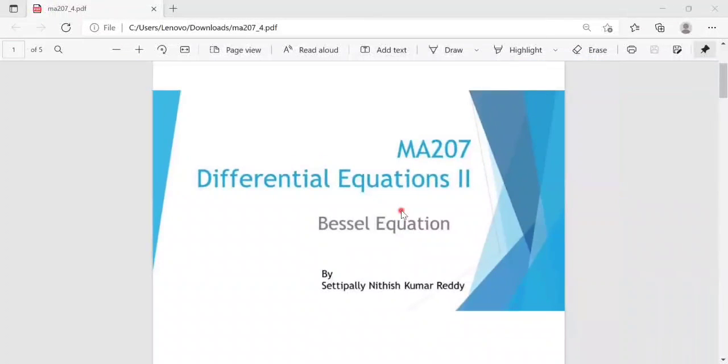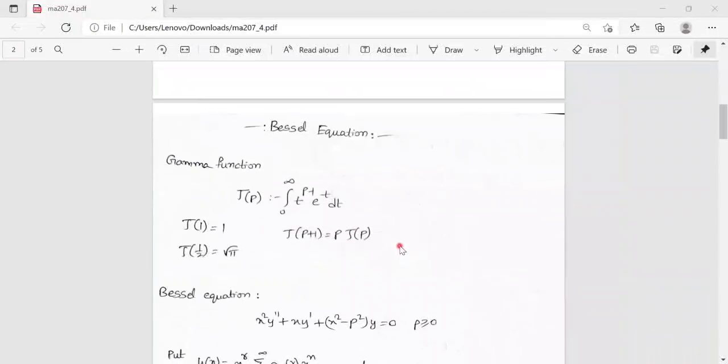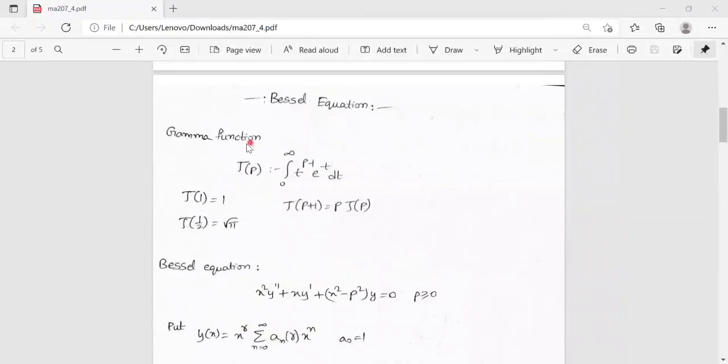Hi, in this video we are going to discuss the Bessel equation. Before discussing the Bessel equation, I want to introduce a function called the gamma function. Gamma function at p is equal to integral 0 to infinity t power p minus 1 e power minus t dt.